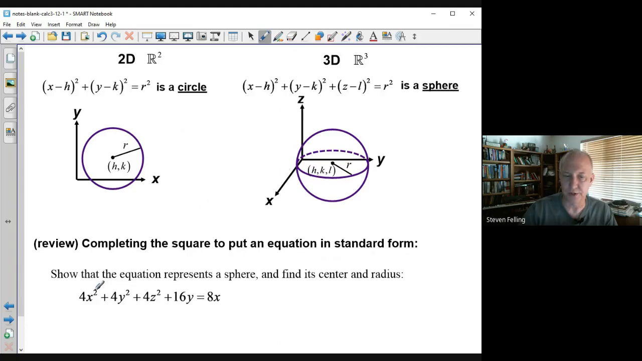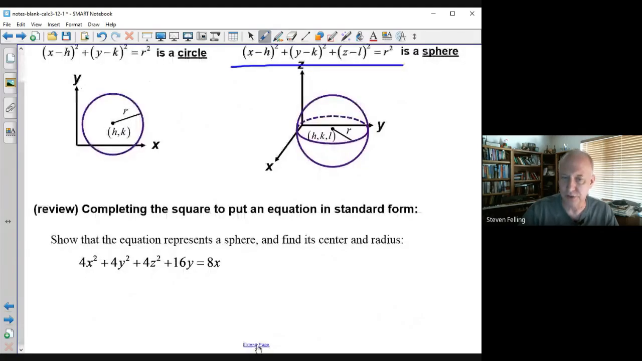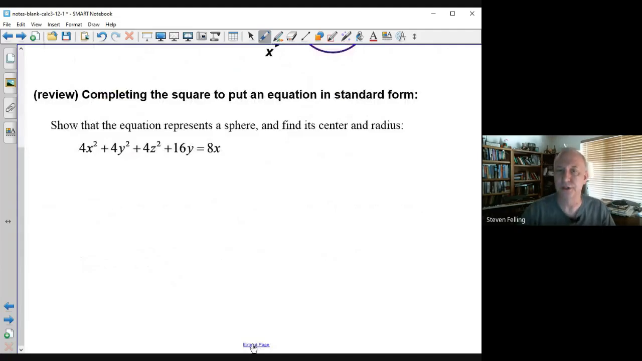Now I can see already that there's an x squared, a y squared, and a z squared term. There's also x's and y's. So we're going to try to make it look like this equation up here, right? Put it in this form so that I can read by inspection the center and what the radius is. So let's go ahead and do that. The way we're going to do that is we're going to group the like terms and complete the square. So hopefully you're familiar with that.